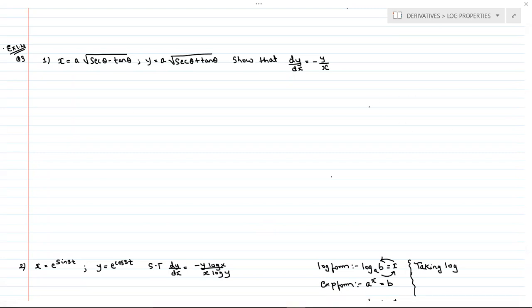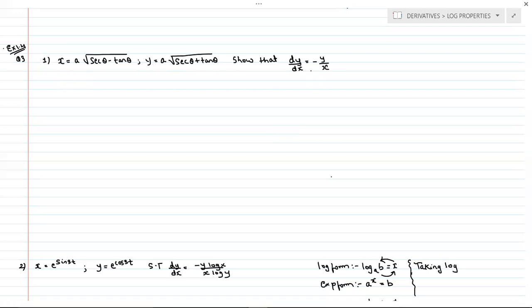Here the first one says that x equals a square root of sec theta minus tan theta, and y equals a square root of sec theta plus tan theta, and you have to show that dy by dx is equal to minus y upon x. The sums are very easy. Simply you have to focus on the "show that".